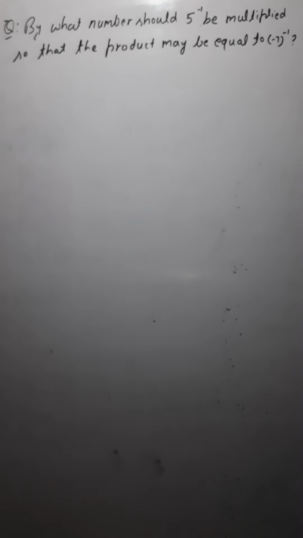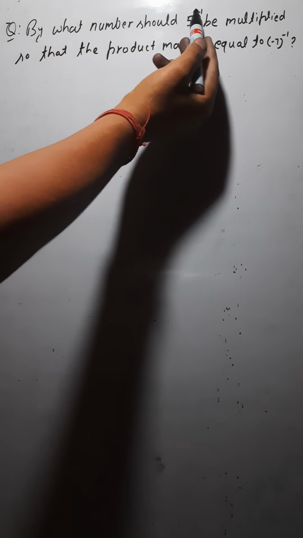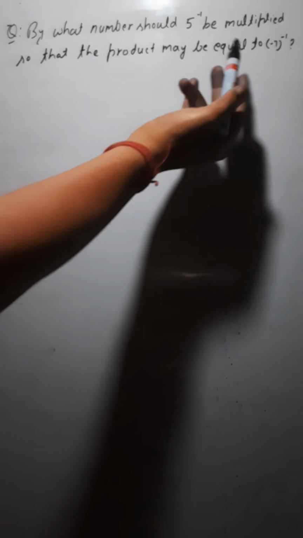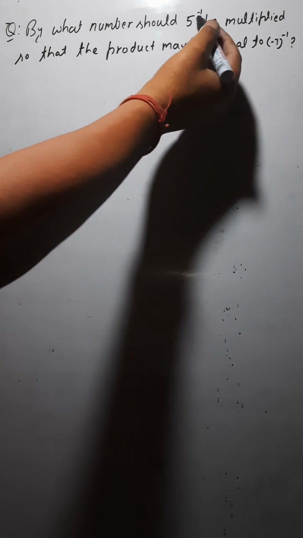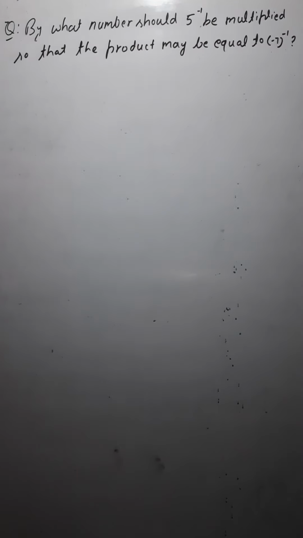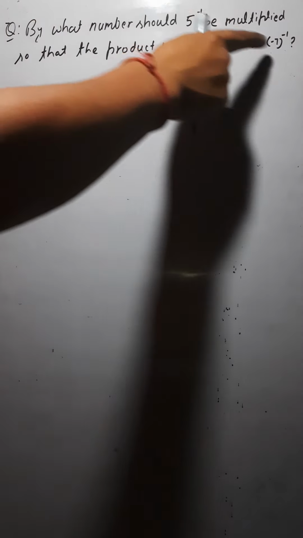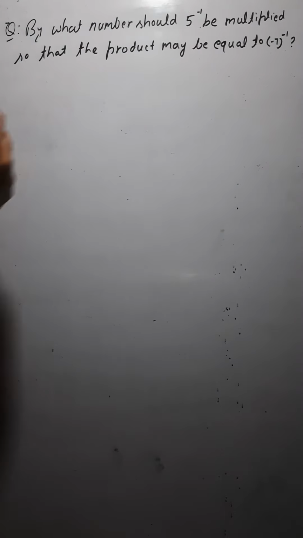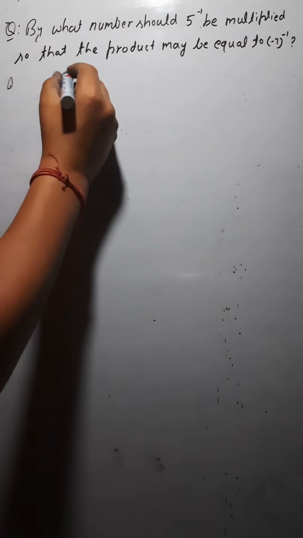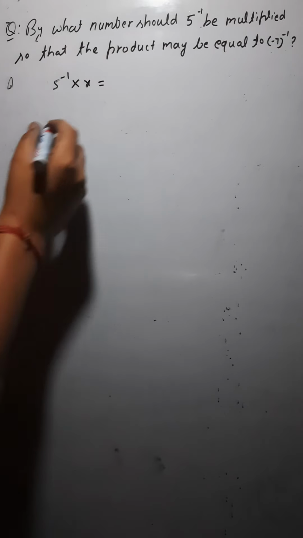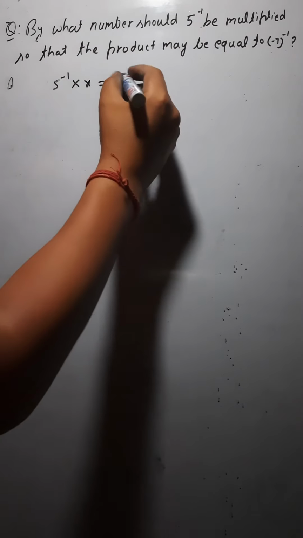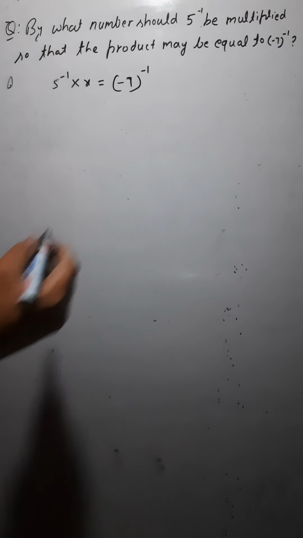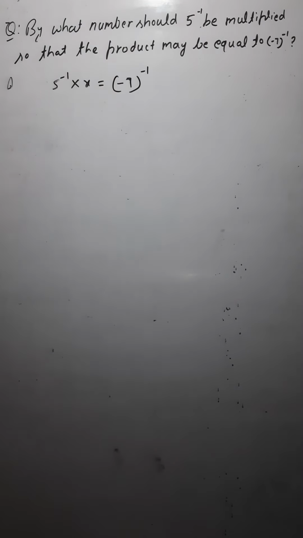Okay, so I have to make this 5 raised to the power minus 1 into minus 7 raised to the power minus 1. So for that purpose, by which number would I multiply this 5 raised to the power minus 1 so that it could become this much? So let's say I am multiplying this by x. Are you getting this? So let's say I am multiplying 5 raised to the power minus 1 by x, and after multiplying by x, the product I am getting is minus 7 raised to the power minus 1.